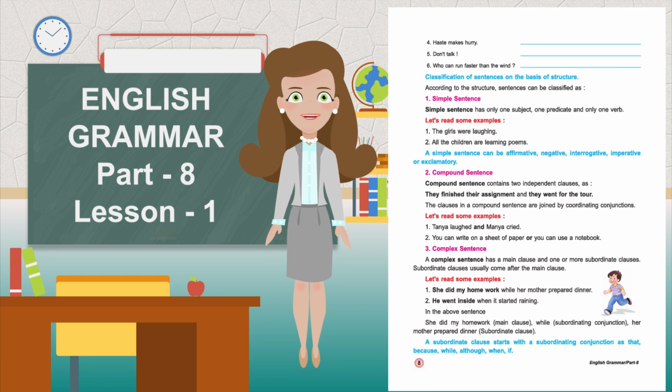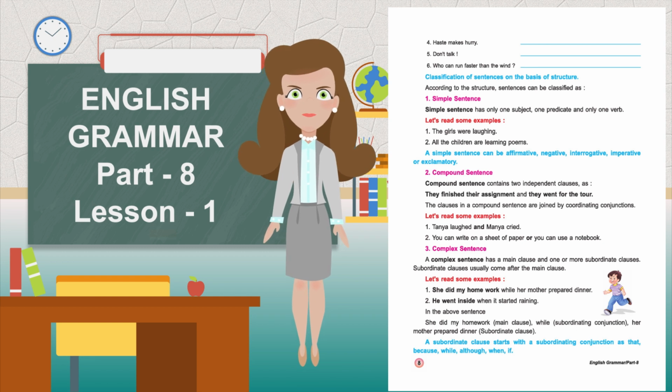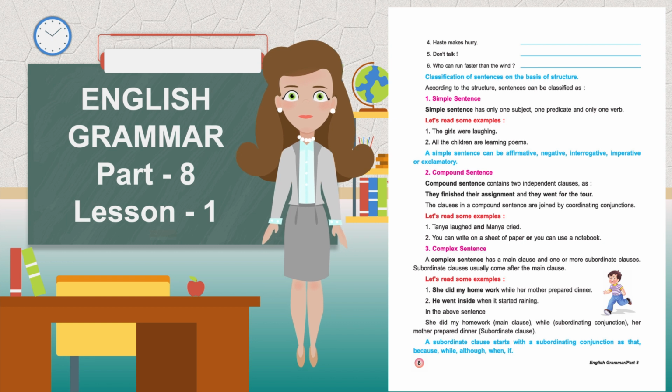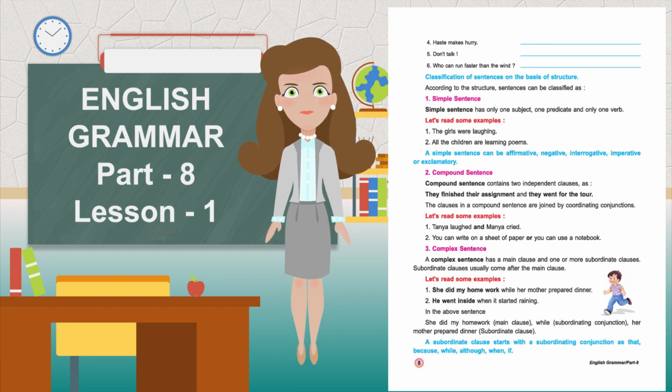Second, compound sentence. A compound sentence contains two independent clauses, as in: They finished their assignment and they went for the tour. The clauses in a compound sentence are joined by coordinating conjunctions. Let's read some examples. Tanya laughed and Manya cried. You can write on a sheet of paper or you can use a notebook.